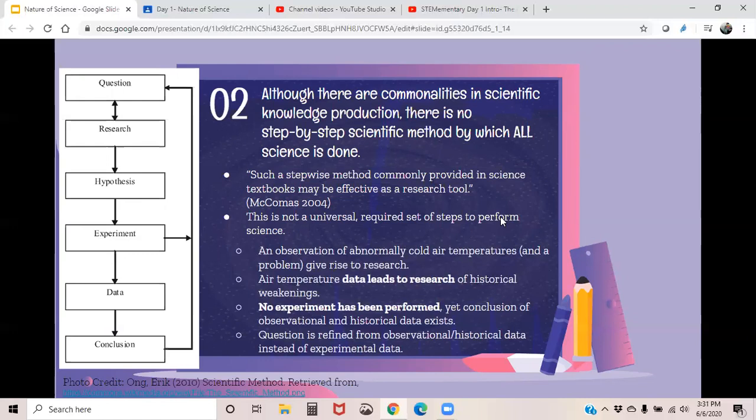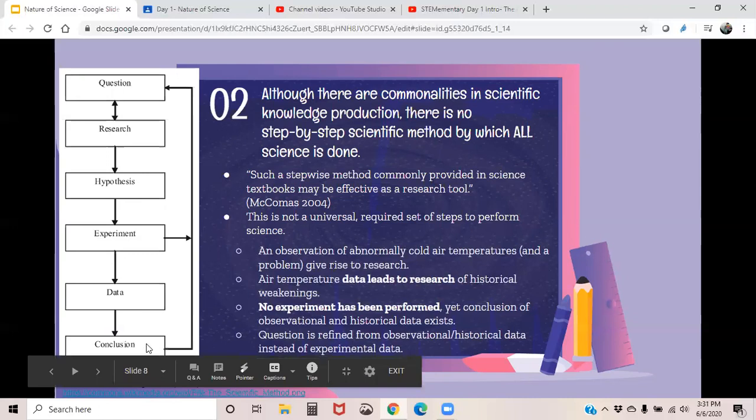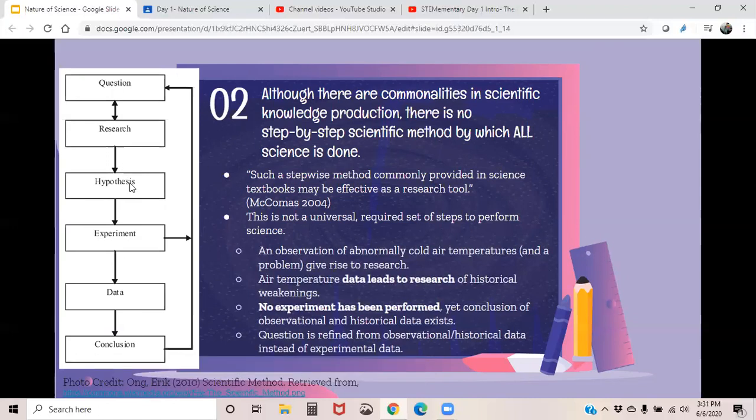So based upon the observational and historical data that exists, you could see how we would take a jump from research all the way down to data and conclusion and constructing hypothesis, right? So these are not in the same exact order in which they're presented. Now we've got a question that's being refined from the observations and the historical data instead of an experimental procedure that's taking place.